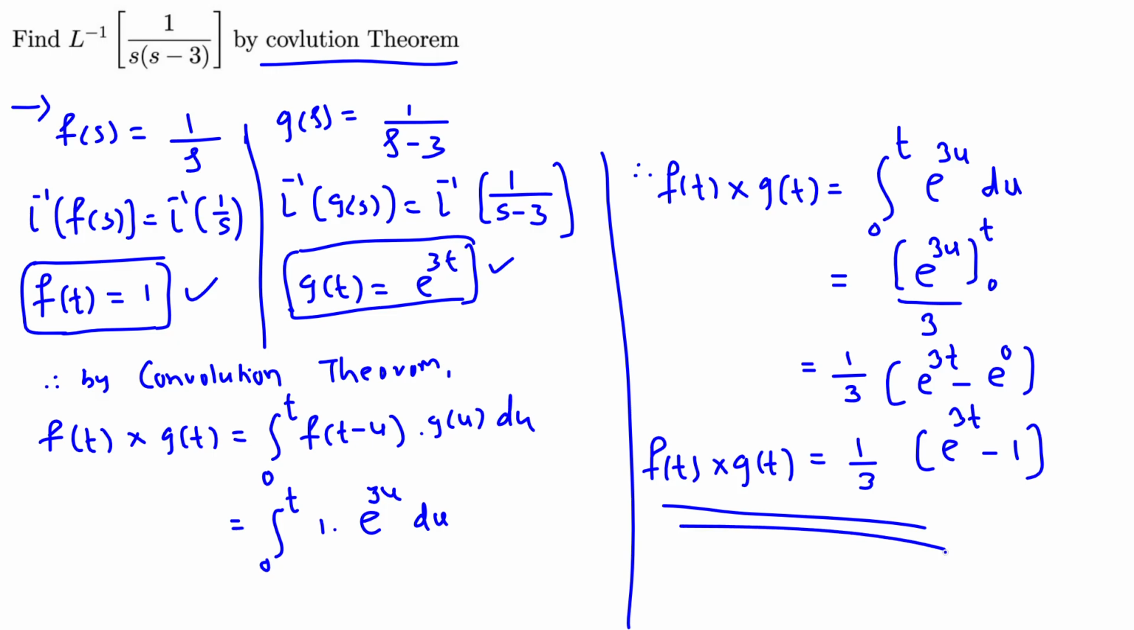So in this way you can solve any question of the convolution theorem. Go step by step. Initially find f of s and g of s. From f of s you have to find f of t by taking the inverse. From g of s you have to find g of t, again by taking the inverse, and then you just apply the formula. Let's see one more question so that the topic will be clear.